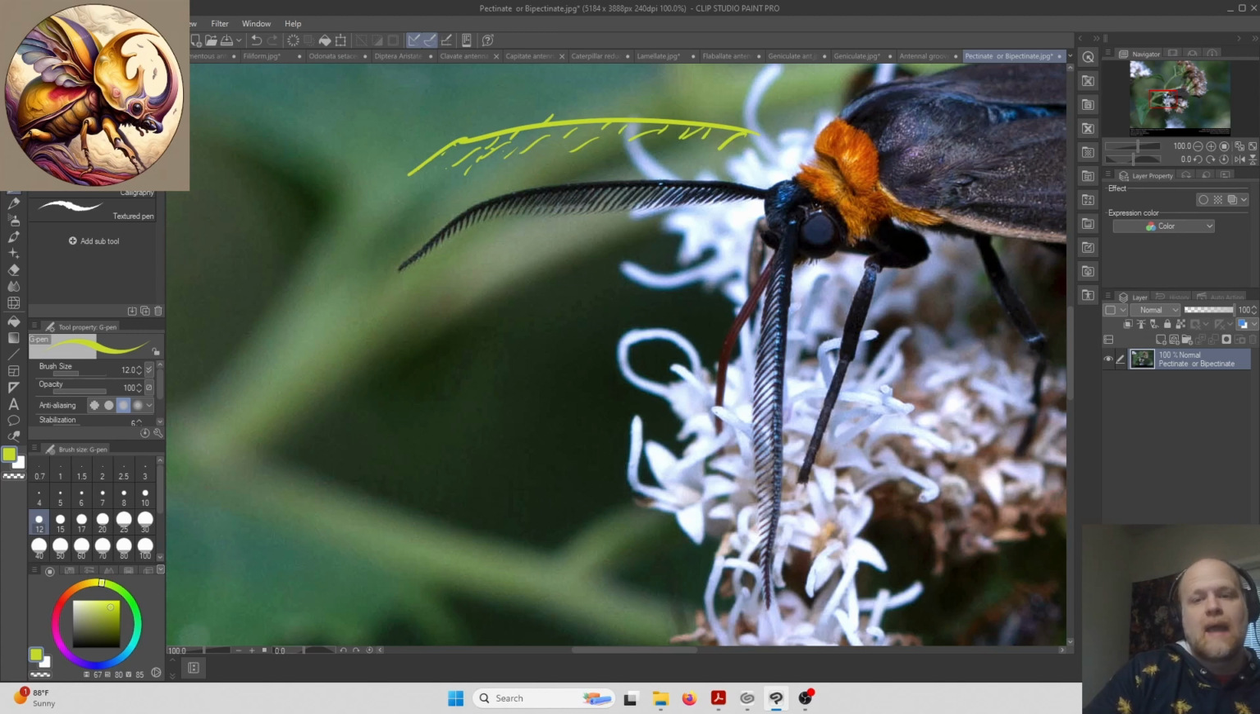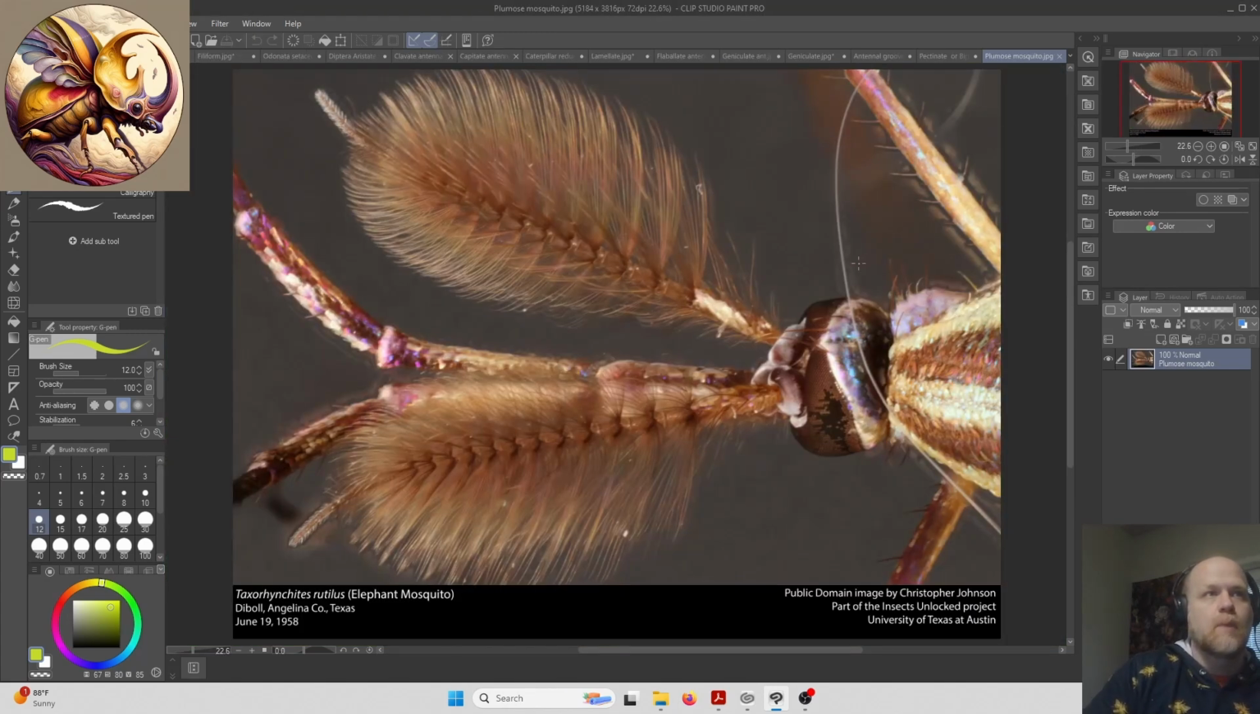And even more elaborate are the antennae of male mosquitoes. This is called plumose. So it's a big feather, basically. And this is covered with sensilla to detect mates.